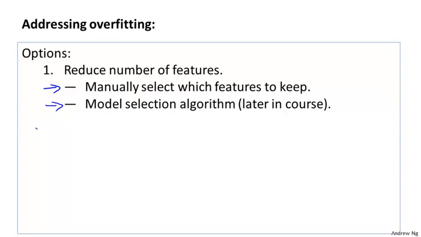But the disadvantage is that by throwing away some of the features, you're also throwing away some of the information you have about the problem. For example, maybe all of those features are actually useful for predicting the price of a house, so maybe we don't actually want to throw away some of our information or some of our features.